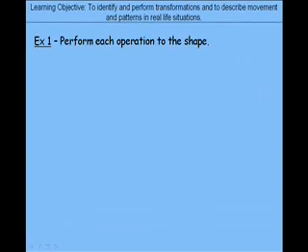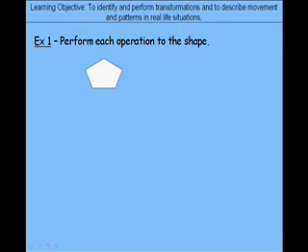and then a horizontal reflection. Okay, first example. Perform each operation to the shape. So you want to draw yourself a pentagon, and we're going to do a few things with it. So it might be a little bit hard at first, but we'll get some practice with it.